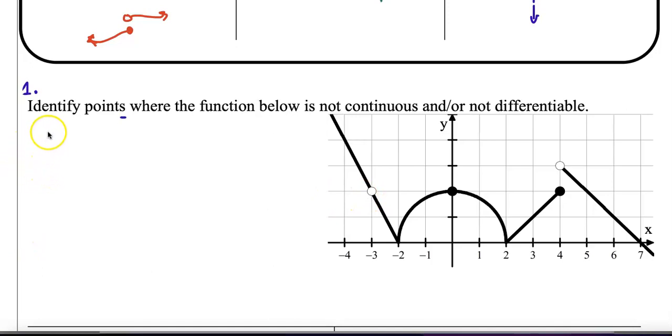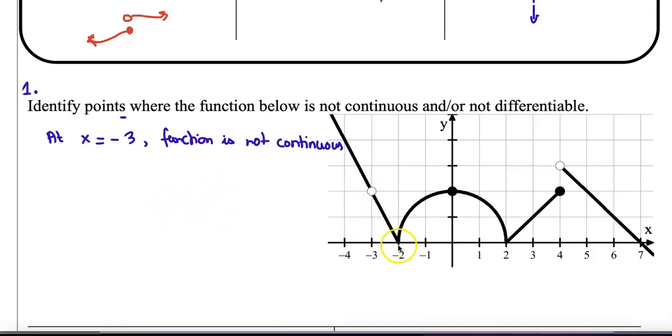But we'll write over here at x is equal to -3, the function is not continuous. Okay. Let's go to the next one.